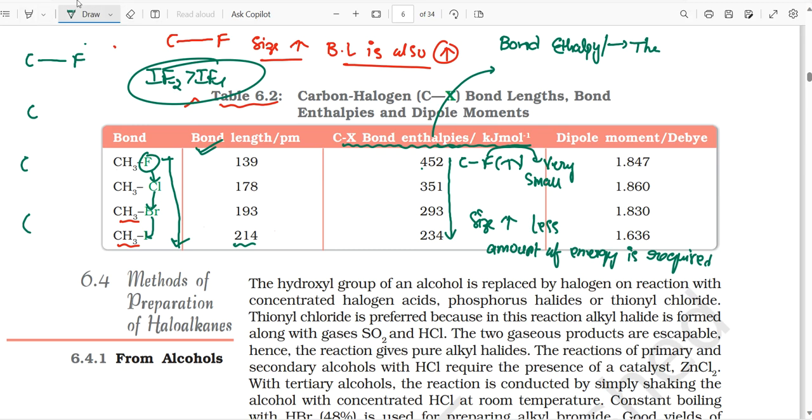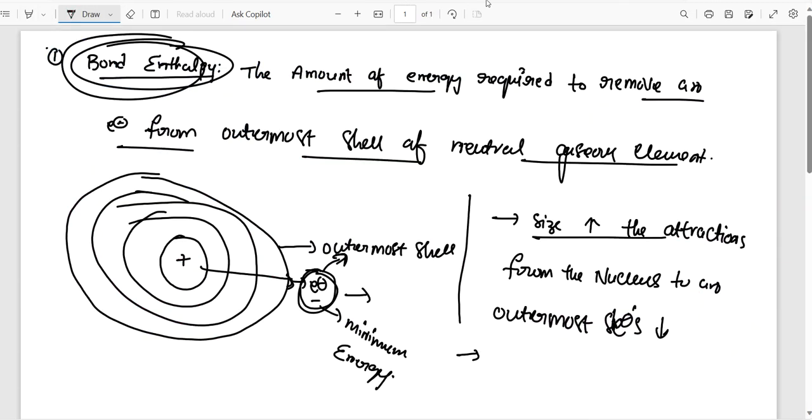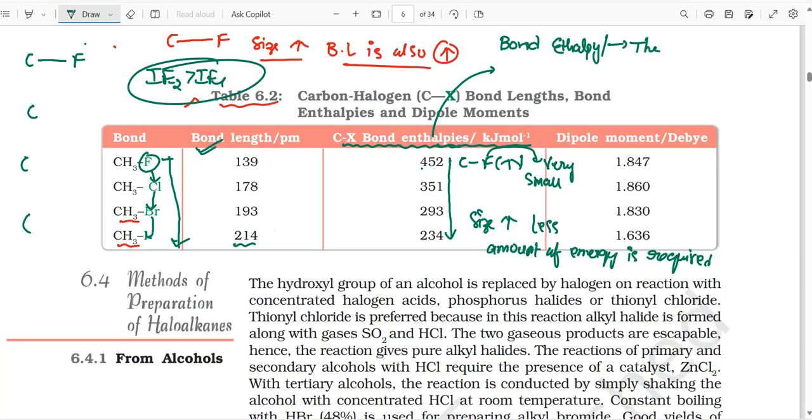Because the attractions from the nucleus. Why? Because the attraction from the nucleus on an outermost electron decreases with increasing size. This is the concept behind this order. So from top to bottom, size increases and the bond energy decreases. But in bond length, as the size increases, the bond length also increases.